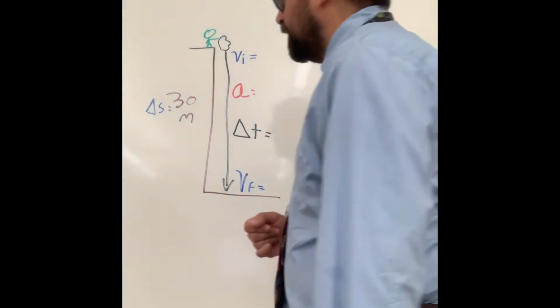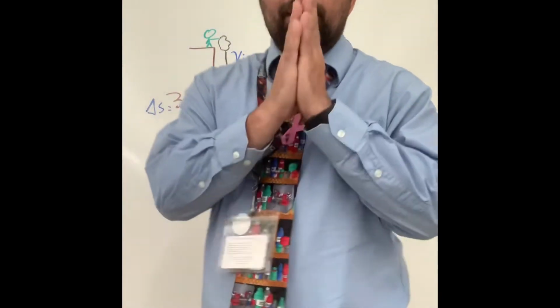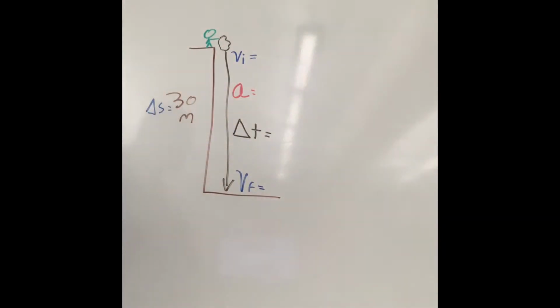Okay, so here we have a practice example. So let's say you were standing on top of a 30-meter high cliff, okay? And that's you, and you decide you want to drop, I don't know, a garbage bag, let's just say, down. So that garbage bag is going to fall all the way down until it hits the ground.